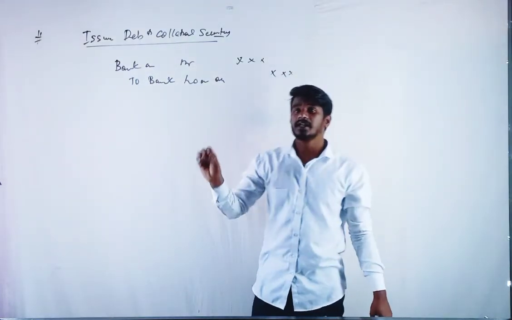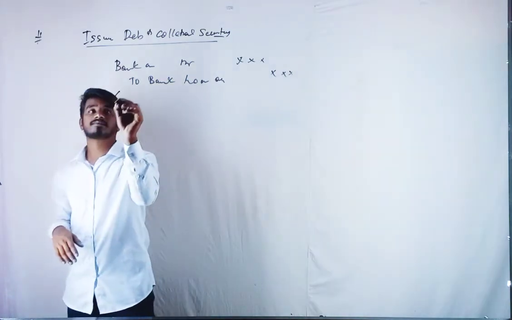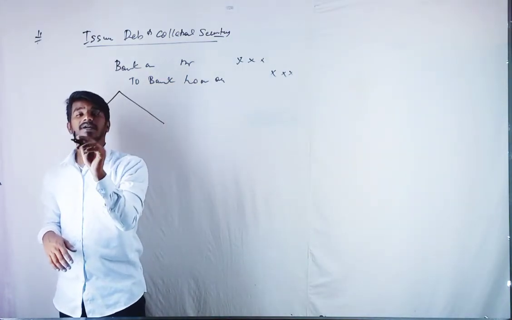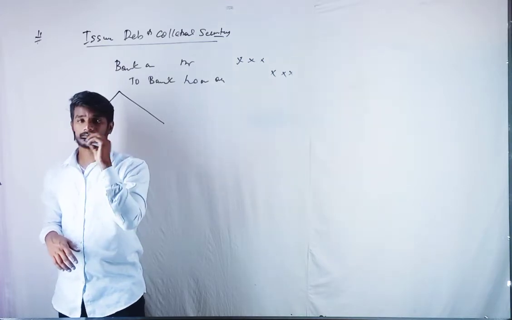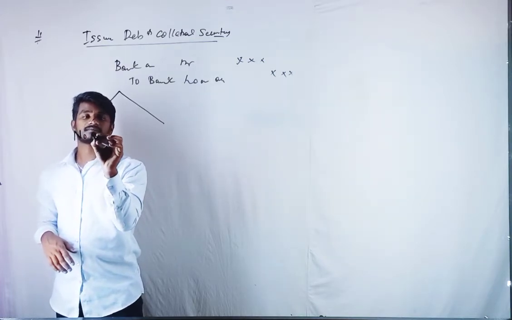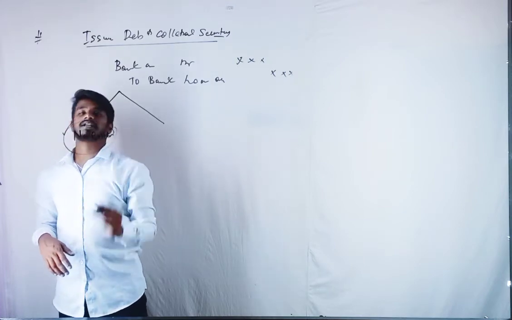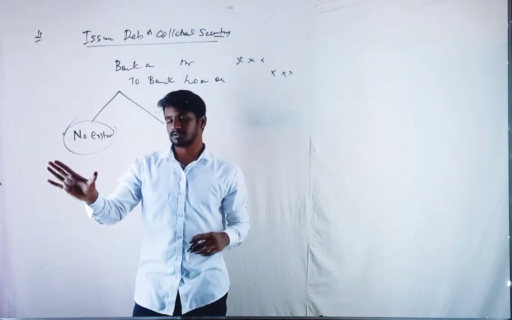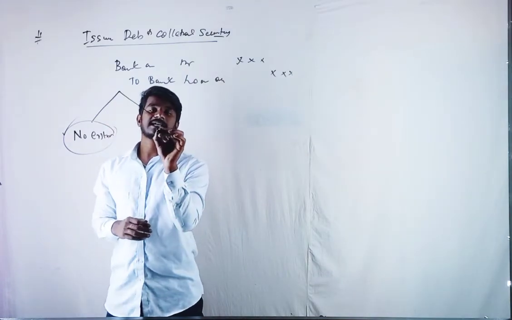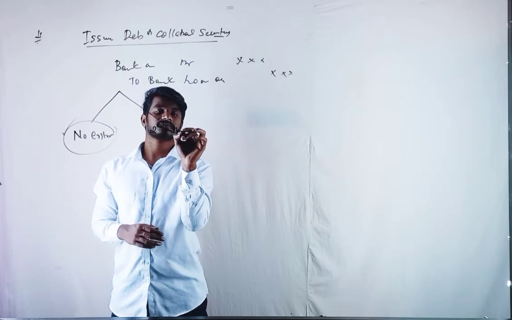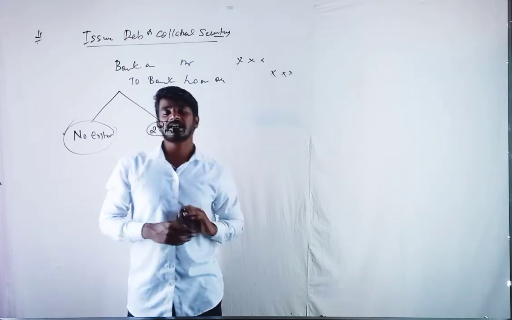We won't make any entry for the security. There are two methods. One method is we won't make any entry for the security, no entry. It is the correct treatment as per your books of accounts. But there is a second method.